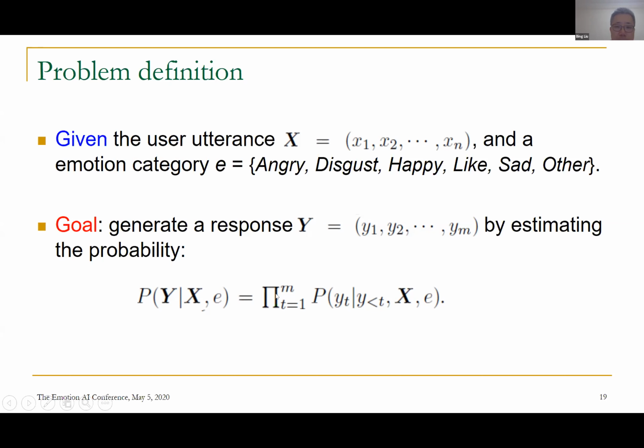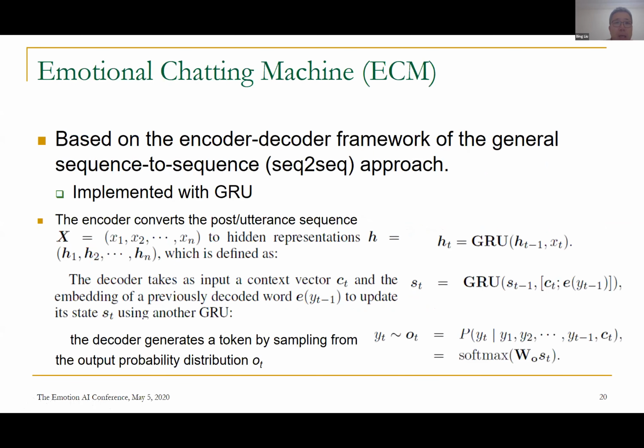Obviously, we want the highest probability when we sample the words. If you look at the probability on the right-hand side, it is conditioned on E and X and also all the words before it, and then generates the next one and the next one. Then we multiply them together. Essentially, this is the objective function.